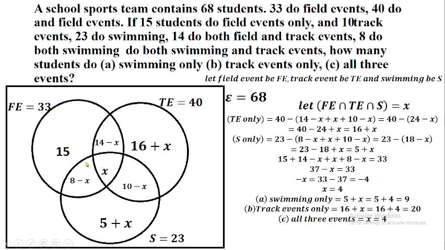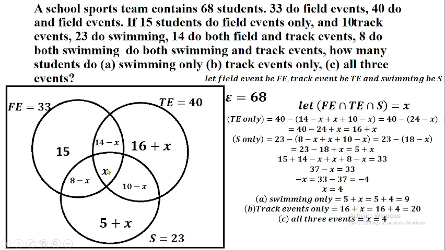33. So 15 plus 14 plus minus x plus x plus 8 minus x. All the elements in this circle should give us what? 33. From there you can collect like terms. 15 plus 14 is 29, plus 8 is 37. Minus x plus x is 0, minus x. So we have minus x equals 33. Collect like terms. Minus x is equal to 33 minus 37. That gives minus 4. So x is 4.